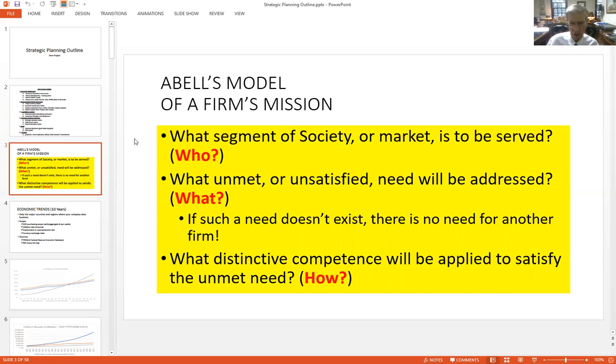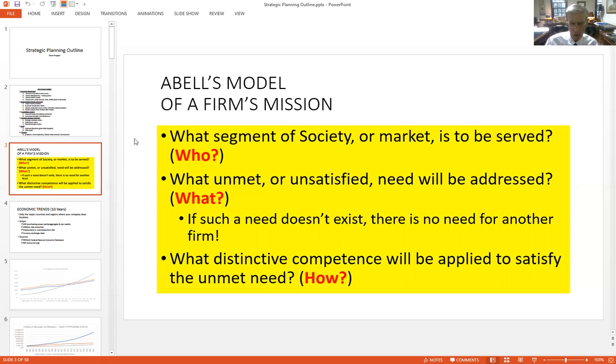When we get down to the nuts and bolts of a firm's mission, what does it involve? A management theorist in England named Derek Abell wrote a couple of books, actually, and he proposed that the framework of a corporation can be divided into three elements. And when you have those, you've pretty well defined what the purpose of the firm is.